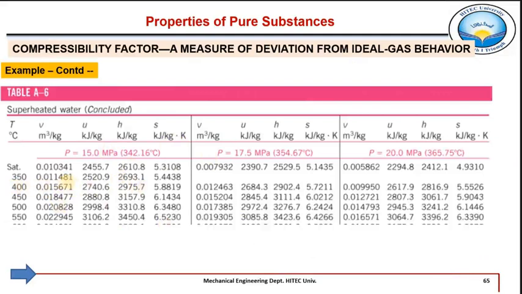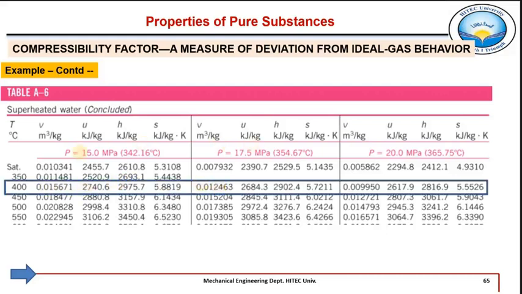Temperature is 400. Either this volume is greater than 0.0152, or lower than 0.0152, or even lower than this one. These are the V values for different pressures, but for the same temperature of 400 degrees Celsius. Our desired value is between these two, between 0.0156 and 0.012. So we need to interpolate between these two pressures.